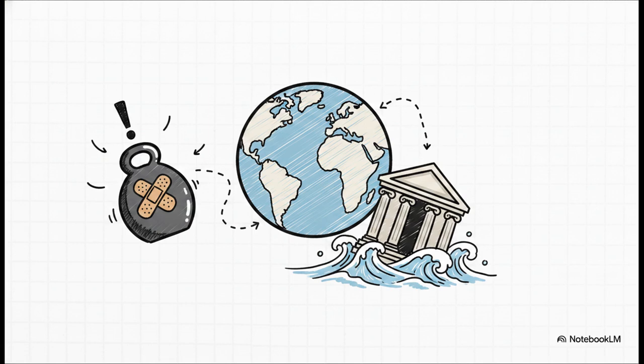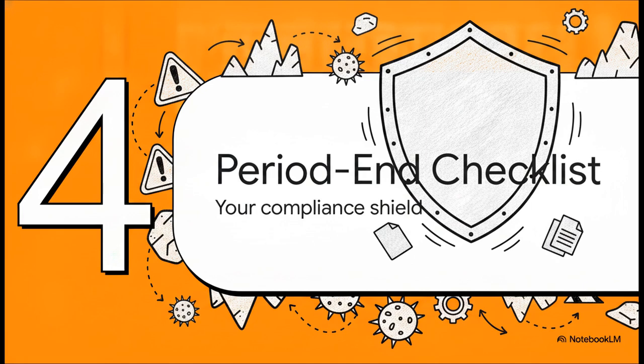If your client has a foreign bank account that hits just over $10,000 for even one day, boom, FBAR filing triggered. If you miss that or overlook things like FATCA or JLT, you're looking at remediation work. And trust me, remediation is vastly more expensive and painful than just planning for it. Which brings us to Part 4, the period end checklist.